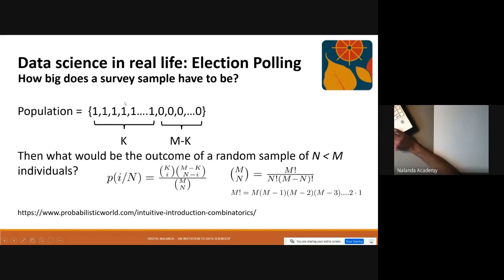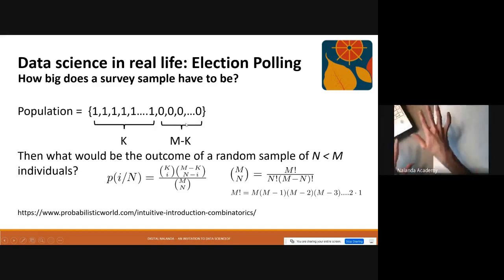So if I'm drawing, let's say, 3 samples from here and n minus 3 samples from here, then I need to know the number of ways in which I can pull 3 samples out of K, times the number of ways in which I can pull out n minus i samples from N minus K.